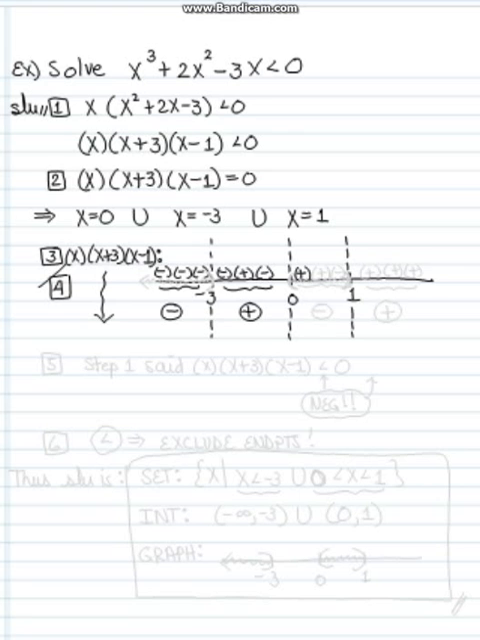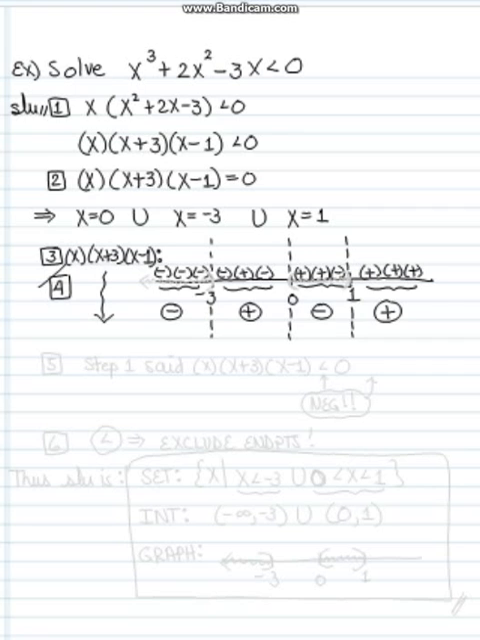Between 0 and 1, choose x equals 1/2. Plug it in for x in each of the three factors. We get a positive times a positive times a negative, which gives us a negative. And finally, for the last region, values of x greater than 1, let's choose something like x equals 100. Plug it in, we get a positive times a positive times a positive.